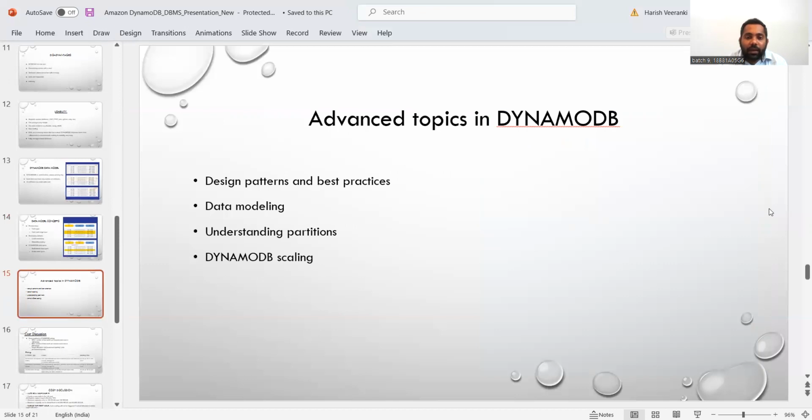Advanced topics in DynamoDB are design patterns and best practices, data modeling, understanding partitions, and DynamoDB scaling.